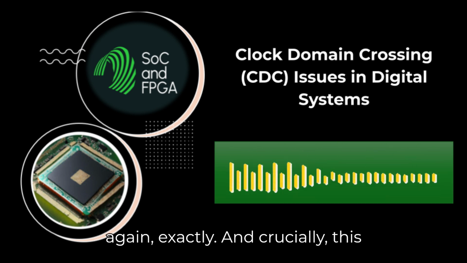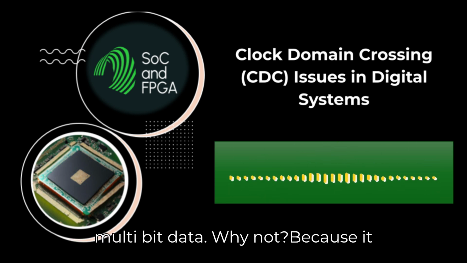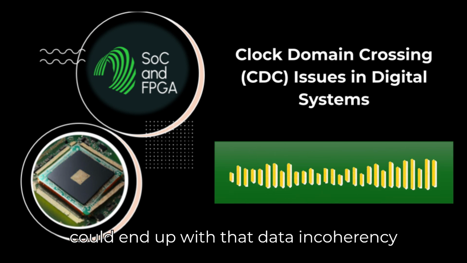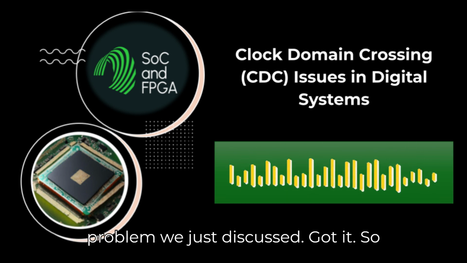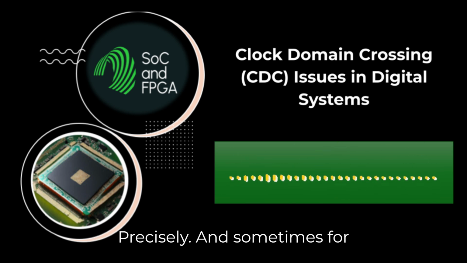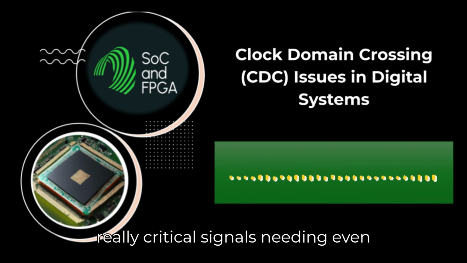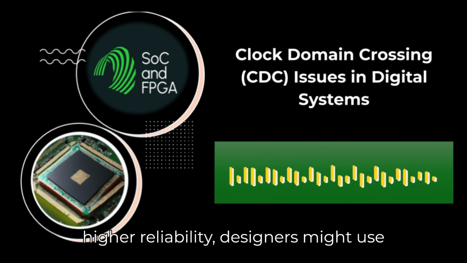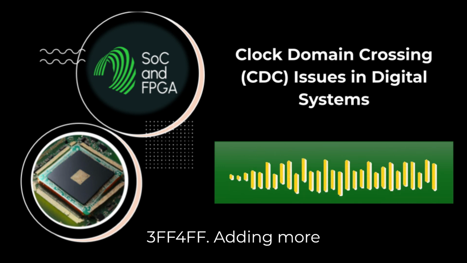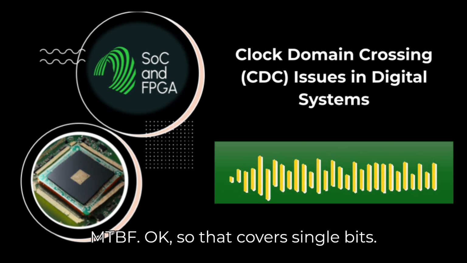Exactly. And crucially, this 2FF method is absolutely not suitable for multi-bit data. Why not? Because it doesn't guarantee simultaneous synchronization of all the bits. You could end up with that data incoherency problem we just discussed. Got it. So good for one bit, bad for many. Precisely. And sometimes, for really critical signals needing even higher reliability, designers might use multi-stage synchronizers, 3FF, 4FF. Adding more stages exponentially increases that MTBF.